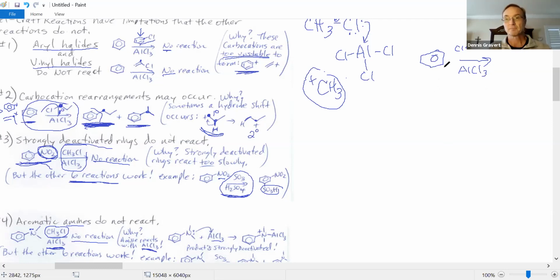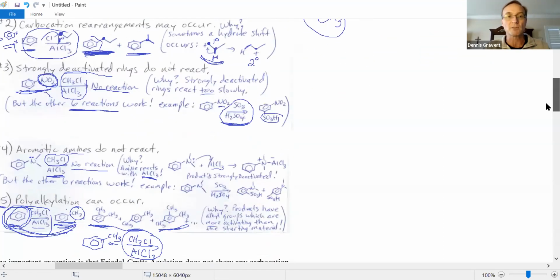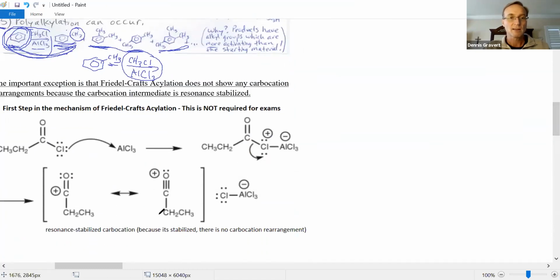Okay. So now let's see. First limitation was aryl halides and vinyl halides don't react. Well, yeah, this is not an aryl halide. It's not a vinyl halide. It doesn't make any sense. So don't worry about this first one for Friedel-Crafts acylation. Can I just say FC acylation? That's because you use an acid chloride. Okay, second one, carbocation rearrangements. Okay, it turns out, no, you don't have to worry about that for acylation either.